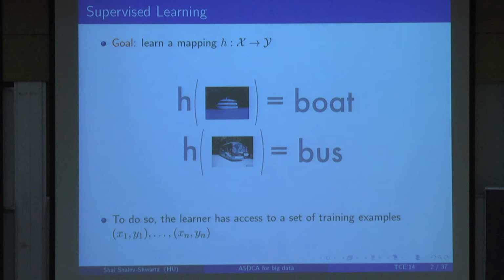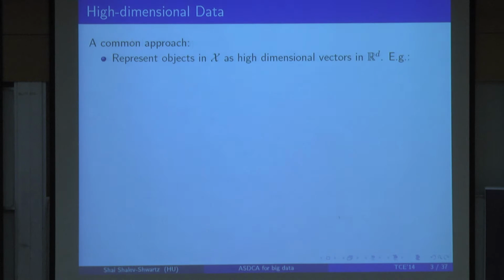We have at our disposal training examples, which are just pairs, x1, y1 to xn, yn. N is the number of examples. Each such pair is, in this example, an image and the true category to which the image belongs. So we have this training set, and we want to find a good learning rule.